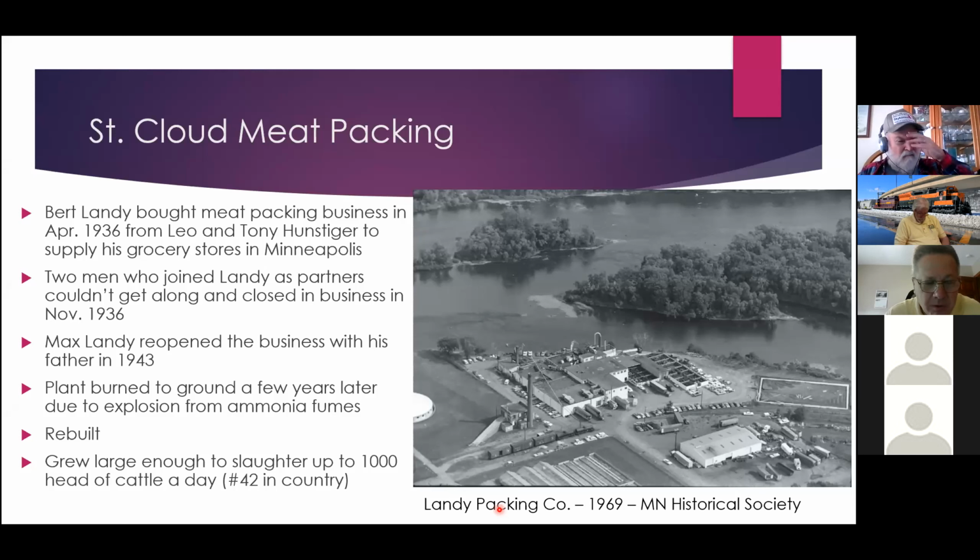They built a small plant, but it burned to the ground a few years later due to an explosion from ammonia fumes. They used ammonia in the refrigeration. So they rebuilt, right on the line. And this facility ended up growing large enough that at one point they were slaughtering 1,000 head of cattle a day, which made them the 42nd largest meatpacking plant in the country. Now, this was in St. Cloud. This is a view from 1969.